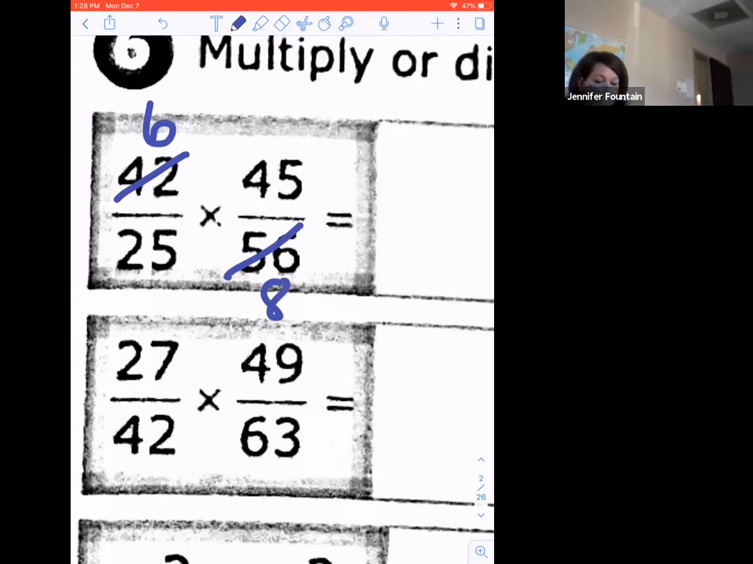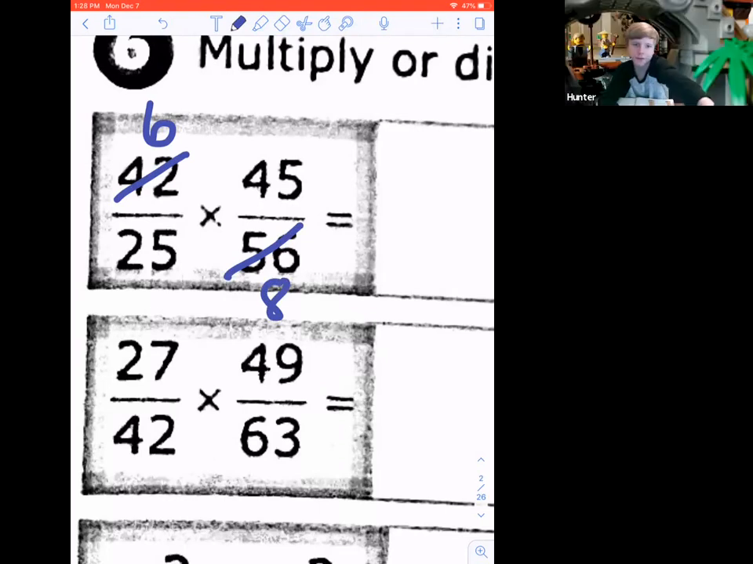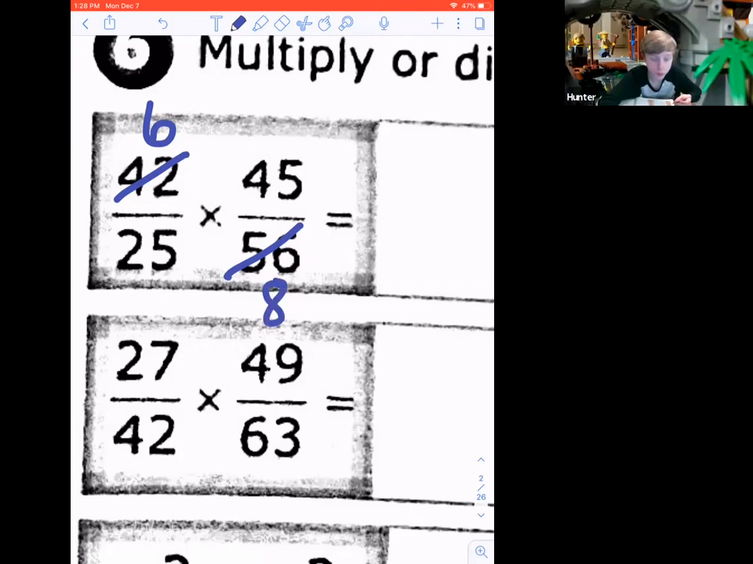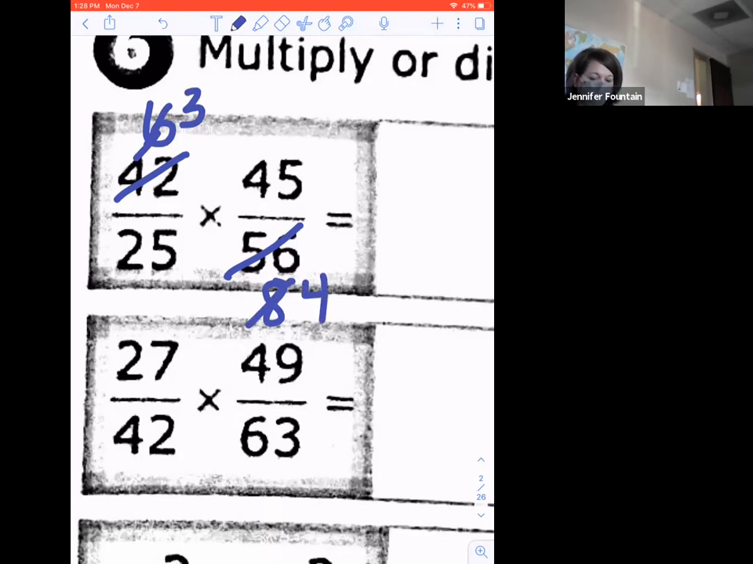What about 25 and 45? What are they both divisible by? You can simplify the 6 and the 8 further. What are they both divisible by? 2. 6 divided by 2 is 3. And 8 divided by 2 is 4. So now we've got them simplified pretty far down.